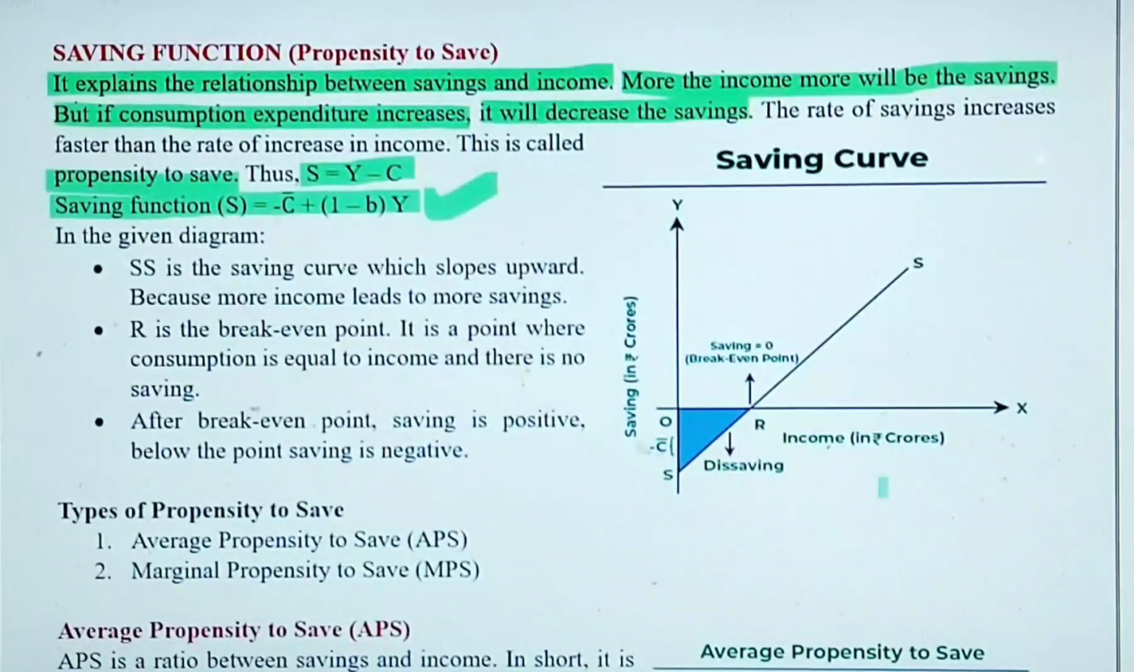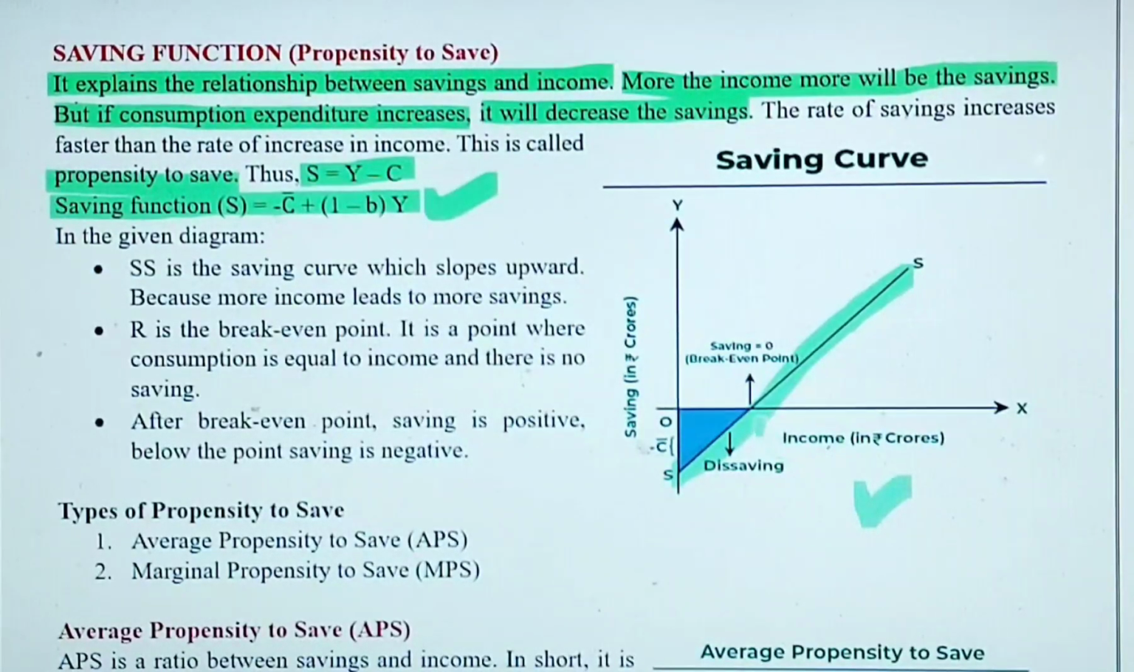Okay, now let's move on to this graph. How can we show this saving function or propensity to save with the help of a graph? As you can see here, SS is the saving curve which slopes upward. Why does it slope upward? Because the more the income, the more will be the saving. This is the only line in fact which slopes upward. This is SS, the saving curve.